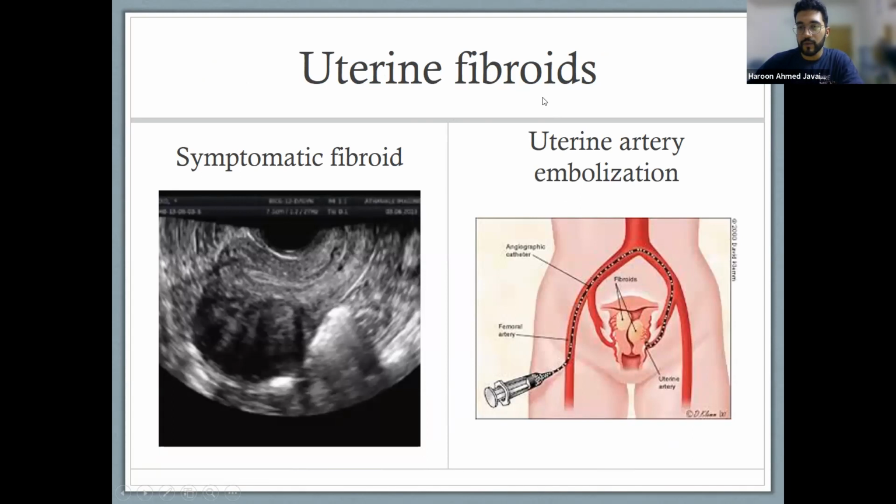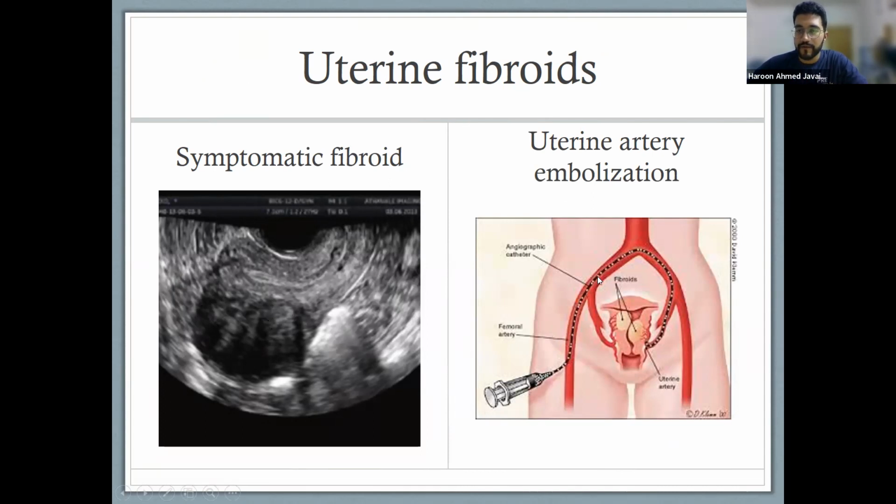Next, we have uterine fibroids. So we already talked about fibroids. It's a benign abnormal growth inside the uterus. Okay, so the cool thing about fibroids is that they require a lot of blood supply, and if they require a lot of blood supply, what we can do is not go in surgically, because again it's going to be difficult, lots of bleeding and stuff.